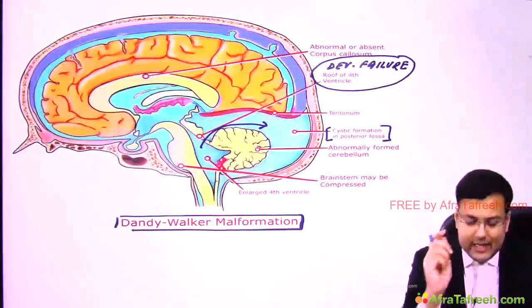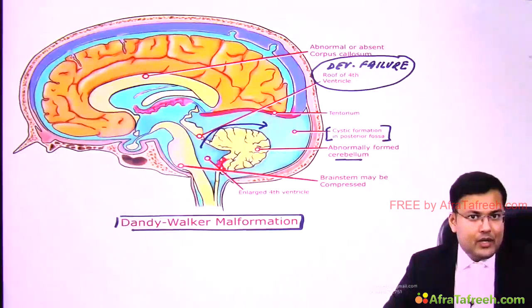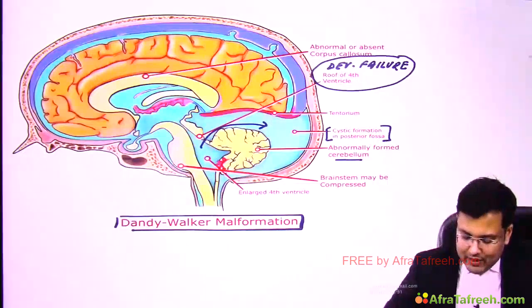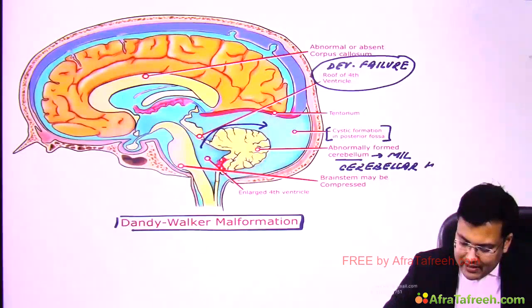This is one problem. Second, you can see that there is abnormally formed cerebellum. So what is the problem? There is midline cerebellar hypoplasia. What's the problem in cerebellum? There is midline cerebellar hypoplasia.